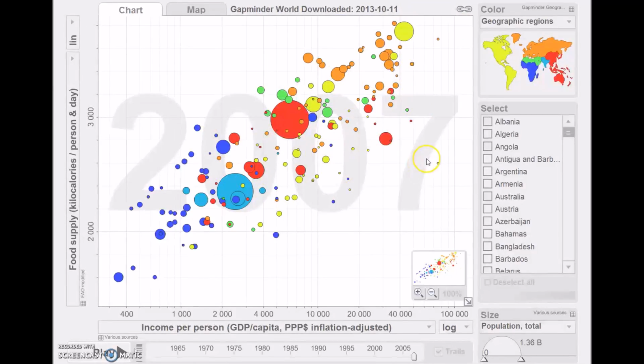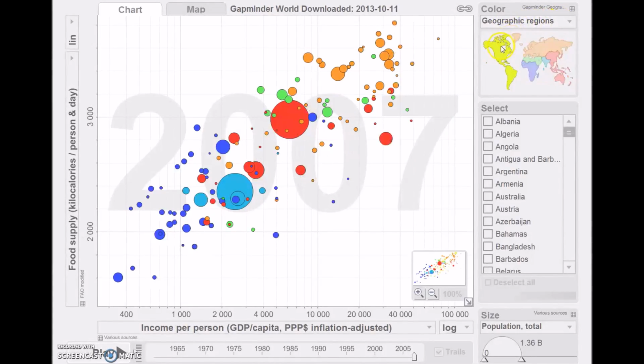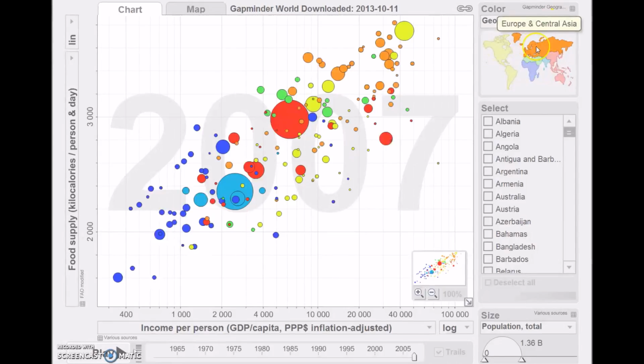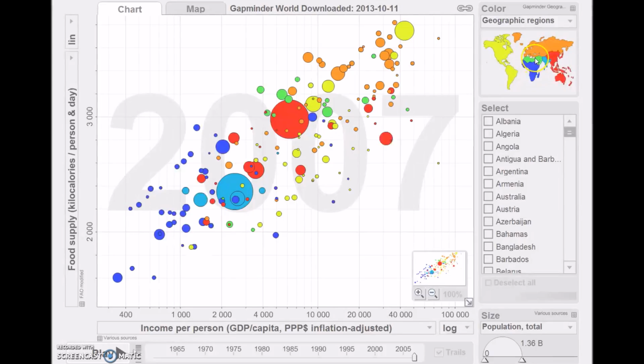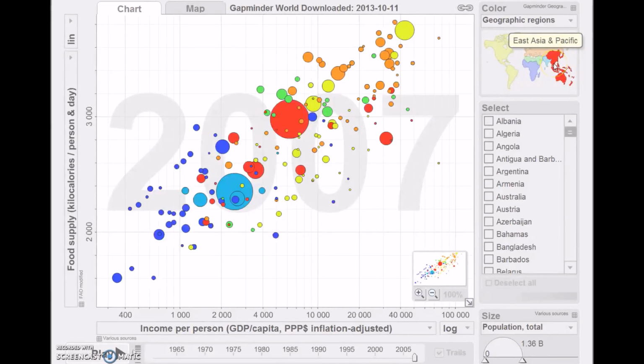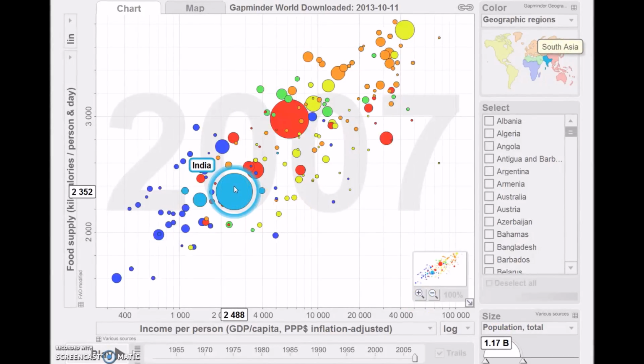Now, just so you know what you're looking at, the circles represent different countries, and they're sorted by color, by geographic regions as seen in the upper right-hand corner. The yellow represents the Americas, the orange represents Europe and Central Asia, blue represents Sub-Saharan Africa, green Middle East and North Africa. The light blue is South Asia, and finally the red is East Asia and the Pacific. Now the size of the circle represents the population, and if you hover over one, you'll be able to see the population total in your lower right hand corner.